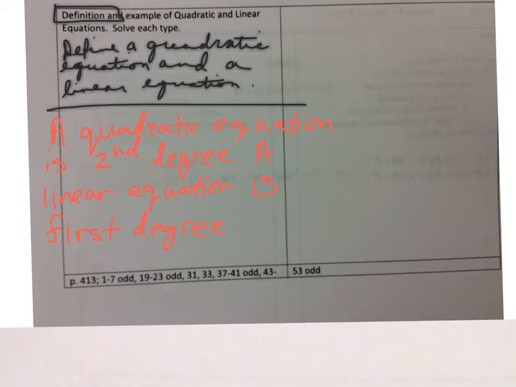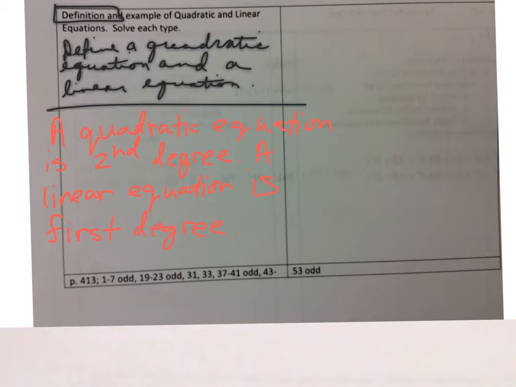Now, this is college, okay? So you should write sentences. You should capitalize the first letter. You should put a period at the end. That's all I'm looking for. Quadratic equation is second degree. Linear equation is first degree. You give me that, I'll be happy.